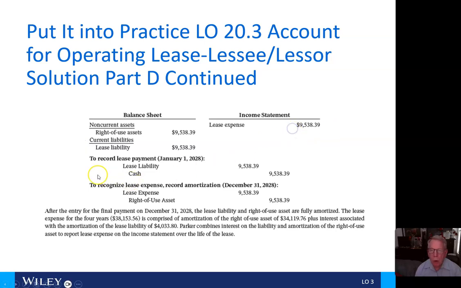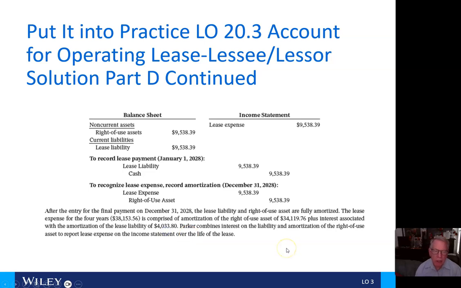expense here. We'll record our lease payments here as we normally did, and we'll recognize the amortization with those same numbers. So after the entry for final payment on December 31, 2028, the lease liability and right-of-use asset will be fully amortized. The lease expense for the 4 years is comprised of amortization of the right-of-use asset, plus the interest associated with the amortization here.